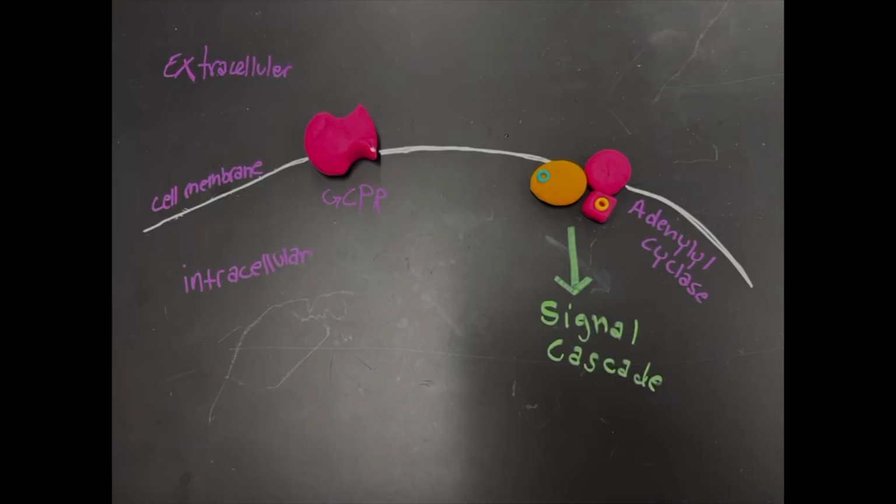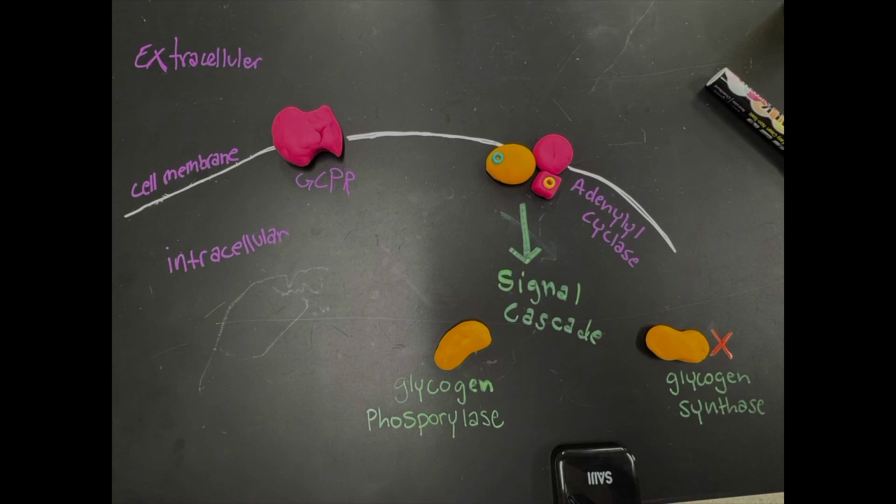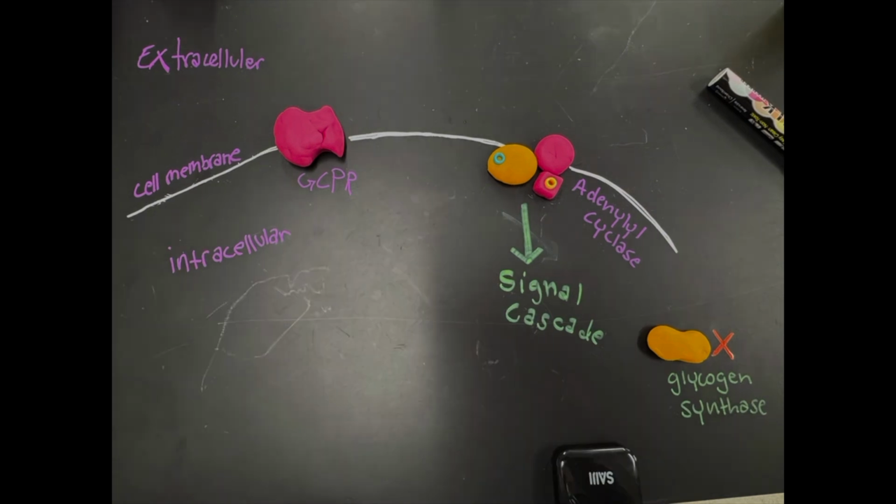cascade, which can cause cellular responses such as activation of glycogen phosphorylase, which turns glycogen into glucose, and deactivates glycogen synthase, which is used to store extra glucose as glycogen.